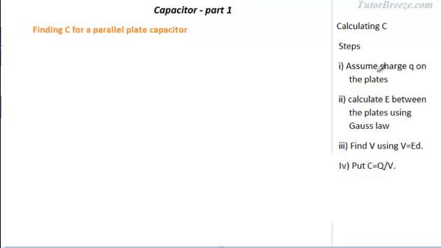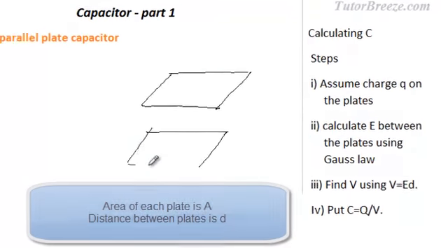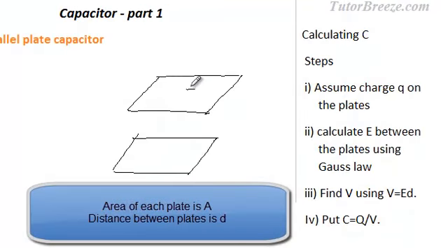The first step is we'll assume a charge Q on the plates. So say these are the two plates of the capacitor. We'll assume that each of these plates has a charge Q. Now one of the plates carries a charge Q and the other has a charge of negative Q. We need to find the value of the electric field between the plates, and for this we'll use Gauss's law.